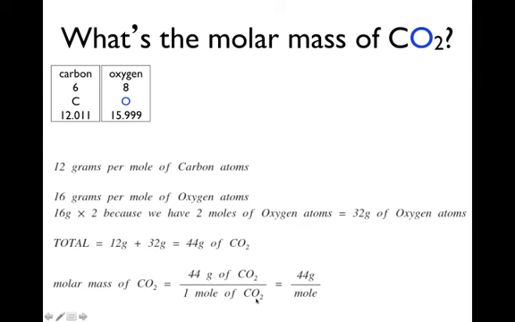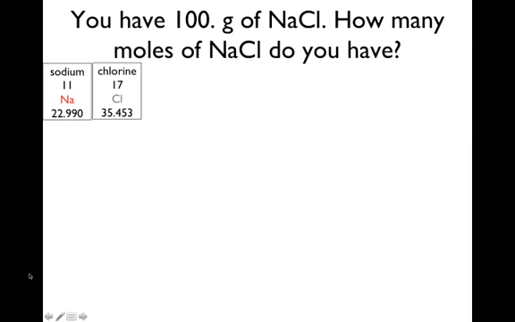Now, another way of saying it, again, just to emphasize this, if you have 1 mole of carbon dioxide, or if you have 6.02 times 10 to the 23 carbon dioxide molecules, those will weigh about 44 grams. I'm just rephrasing what molar mass is here. So again, you can do this type of calculation for any molecule where you know the chemical formula. The next question is going to be a little bit more difficult.